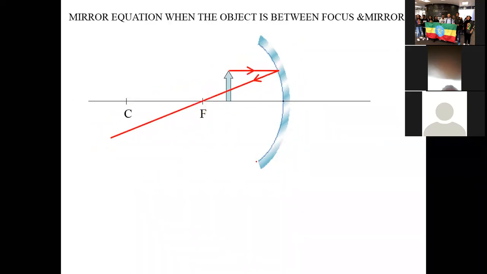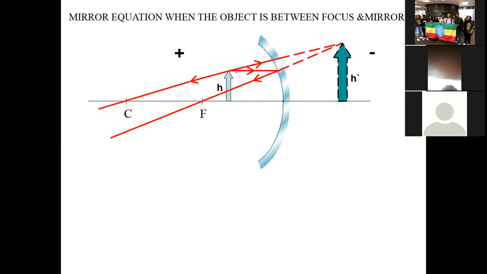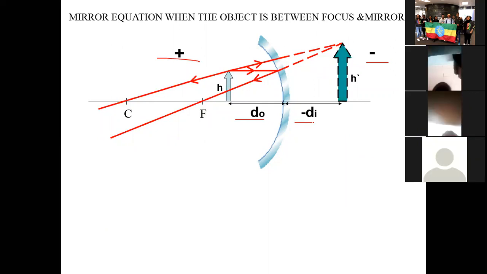What about this one? Again, you can use the same formula. When you do this, the object part is going to be positive, and the image part is going to be negative because it is behind the mirror. The image distance is considered negative because it is formed behind the mirror. It is a virtual image. That's why.